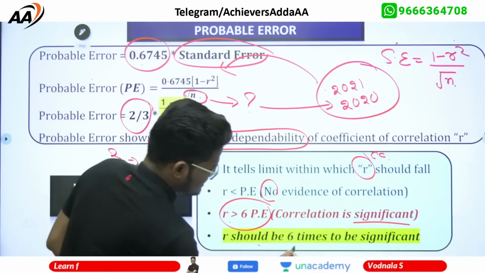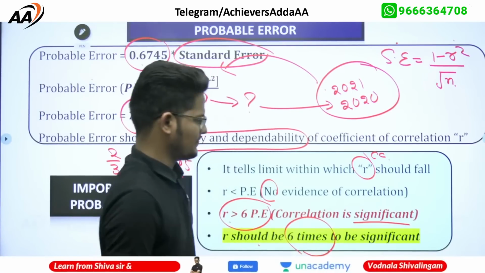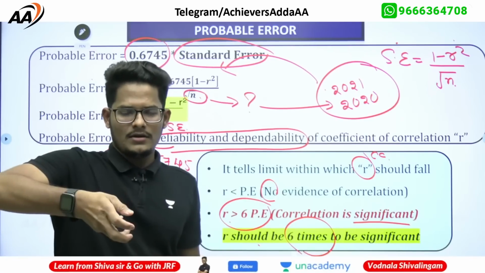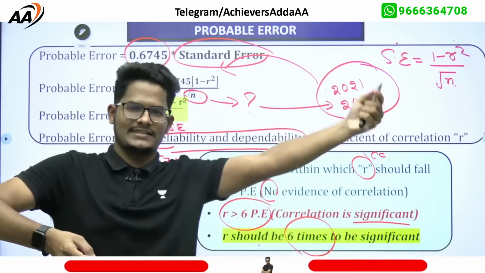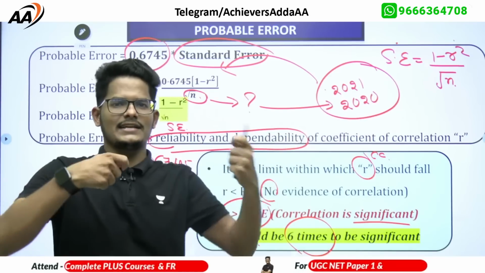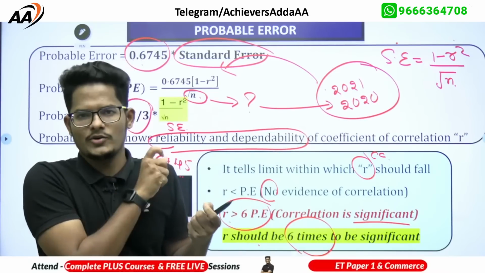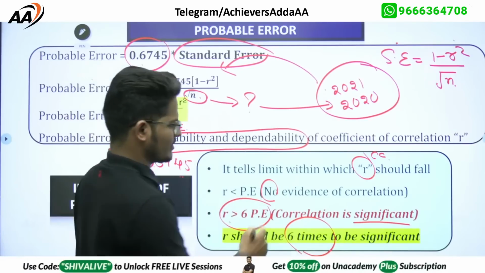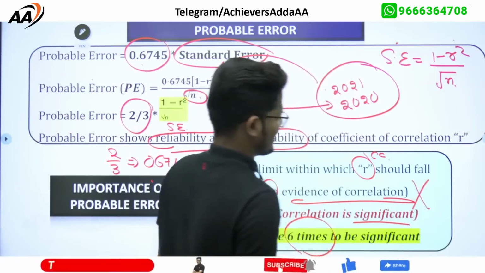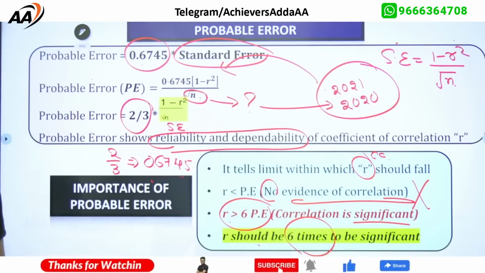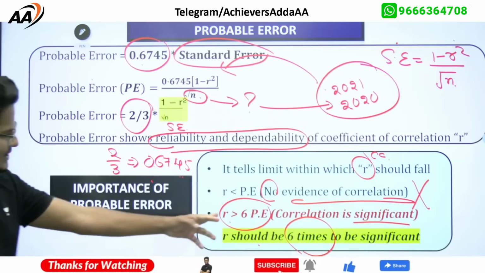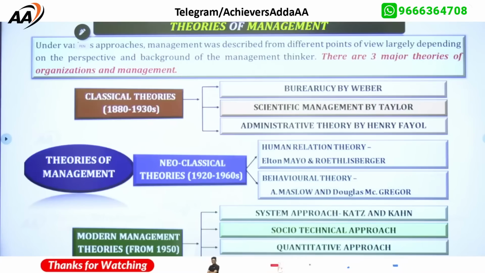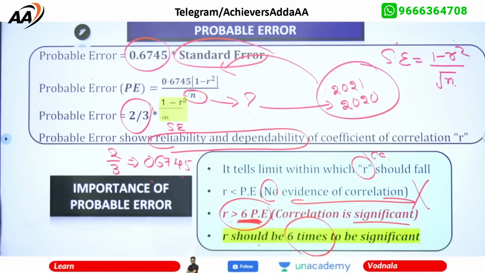And r should be 6 times the probable error to be significant. Why 6 times? Because the error is 1 and if your correlation is 6, then that is reliable, as the error is only a small portion. If the error itself is more than your correlation, where is the question of correlation? There is no relationship at all. Remember this point, it has been asked in the PYQ. Next, statistics important topics are done.